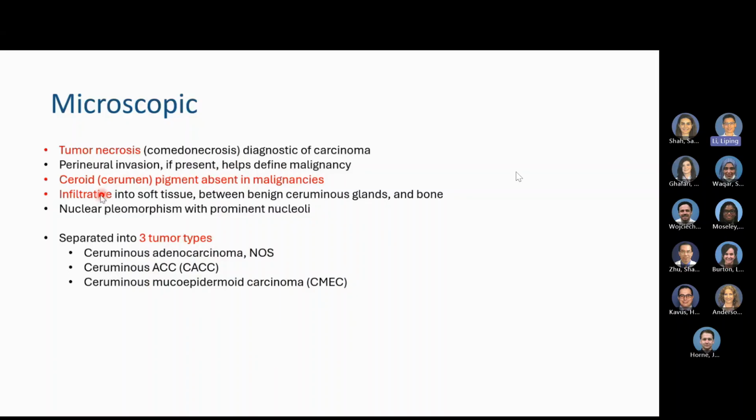And then another one, of course, infiltrative growth and pleomorphism. So for malignancy, the common rule is always helpful: necrosis, perineural invasion, infiltrative growth, and pleomorphism.